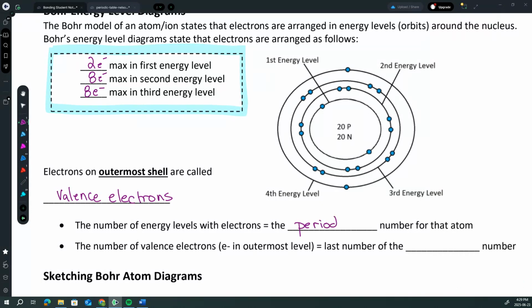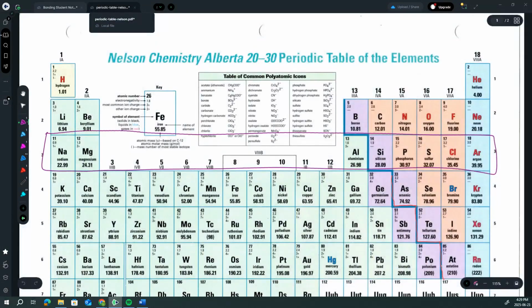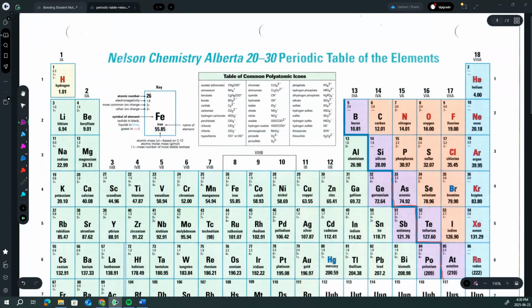The number of energy levels with electrons is equal to the period number for that atom. Remember, going back to the periodic table, each row is called a period. So if we were trying to draw magnesium, because it's in the 3rd row, we would be drawing 3 energy levels for magnesium.